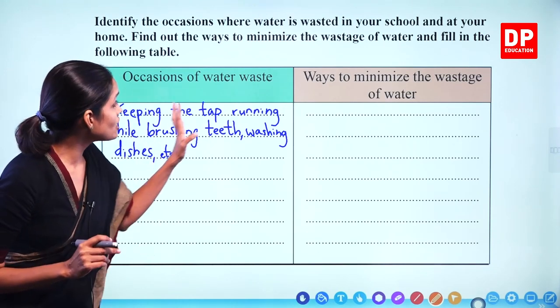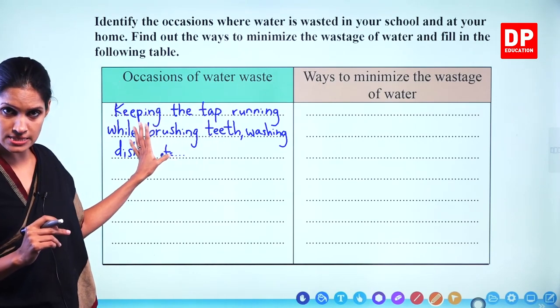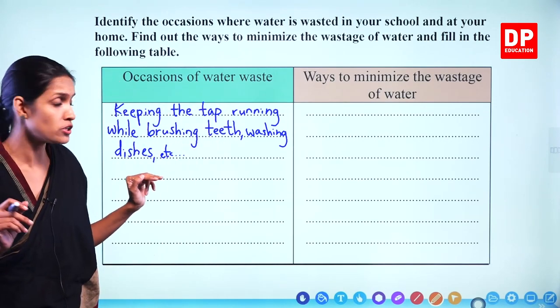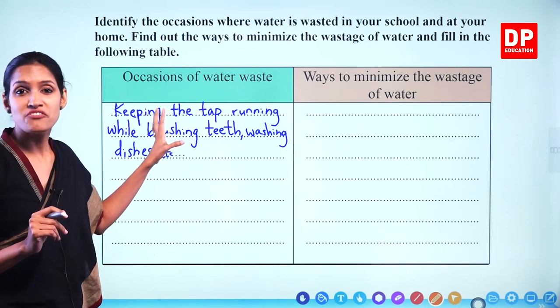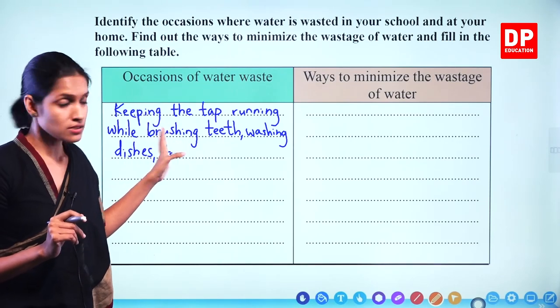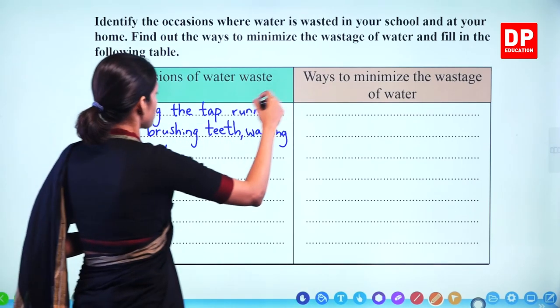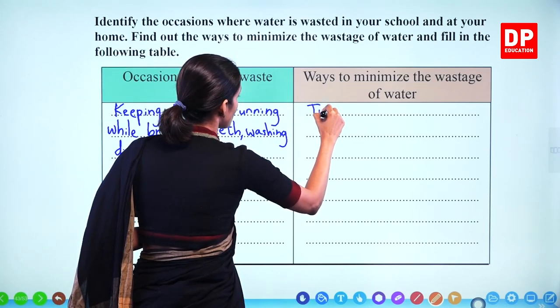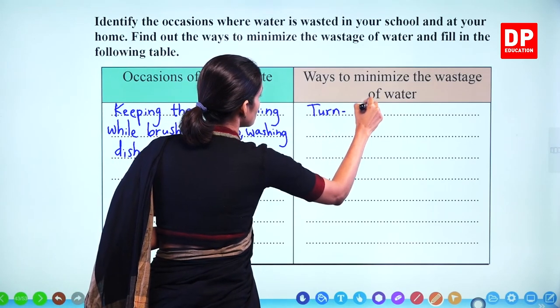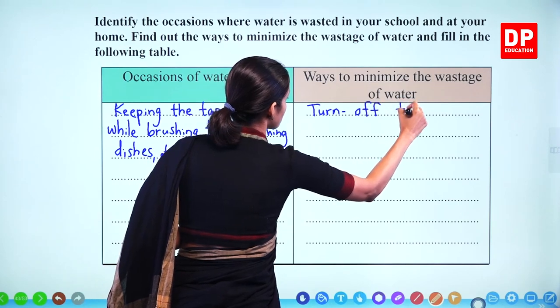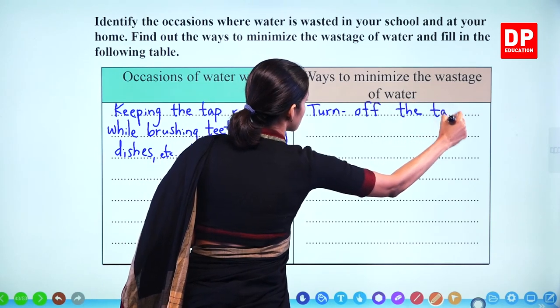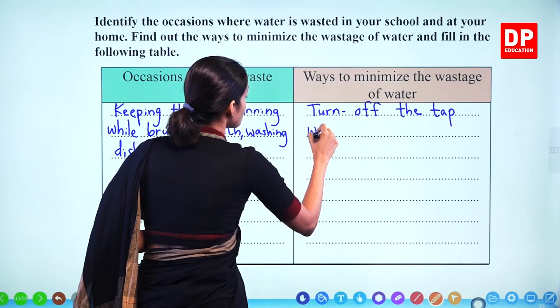So how to minimize the wastage of water in this instance? You have to be mindful. You have to turn off the tap when you don't use it, right? So, turn off the tap when not necessary.